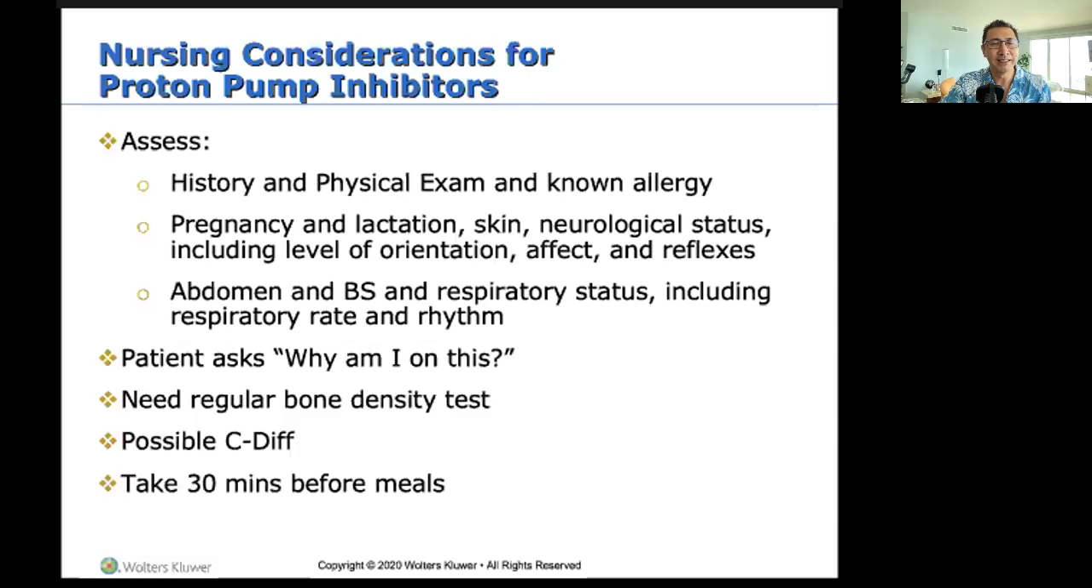They need regular bone density tests because long-term use of this can make their bones brittle. Possible C. diff on this one. Take 30 minutes before meals, although in a hospital setting it doesn't really work like that because of the schedule. Sometimes we're late giving the medicine and we just bunch them all together. Take 30 minutes before meals, ideally. If not, it's okay too for most patients.